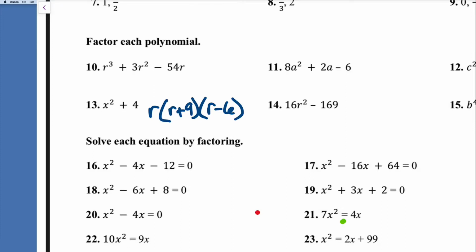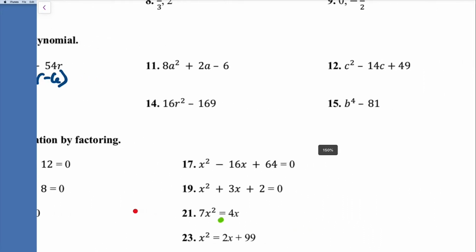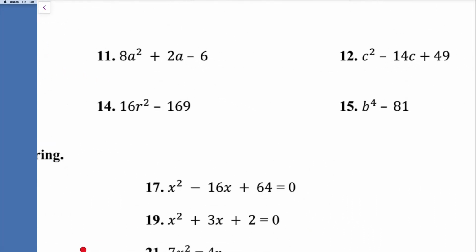Actually, let me write it over here so it's a little neater. R plus 9 and r minus 6. Okay, so next, moving on to the next problem. So I'm using the same mindset.